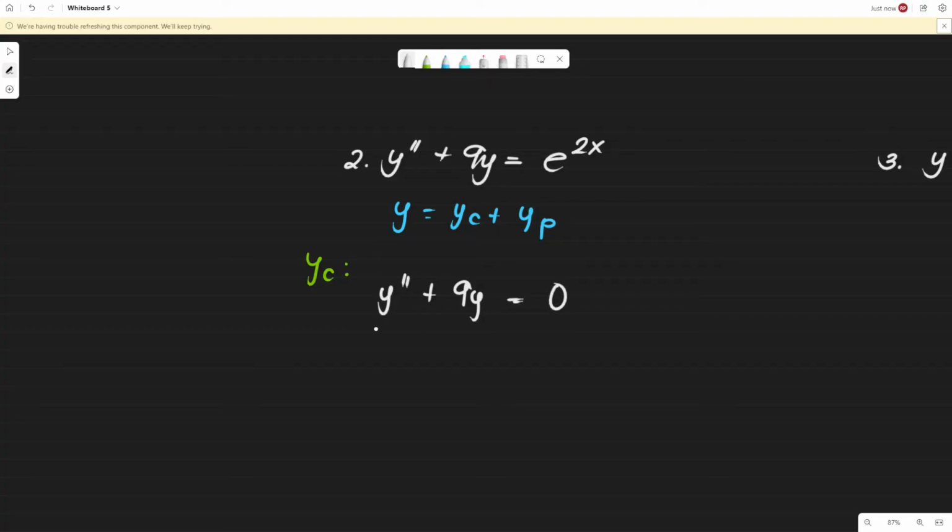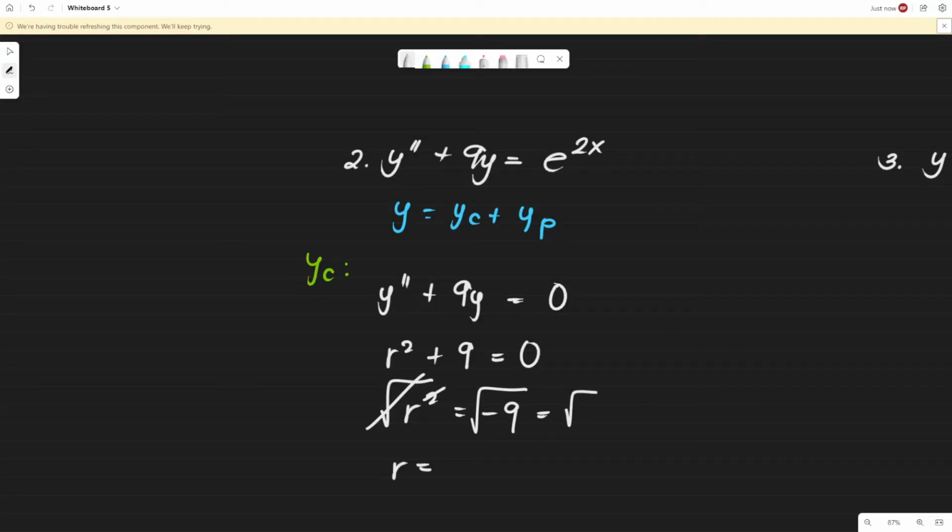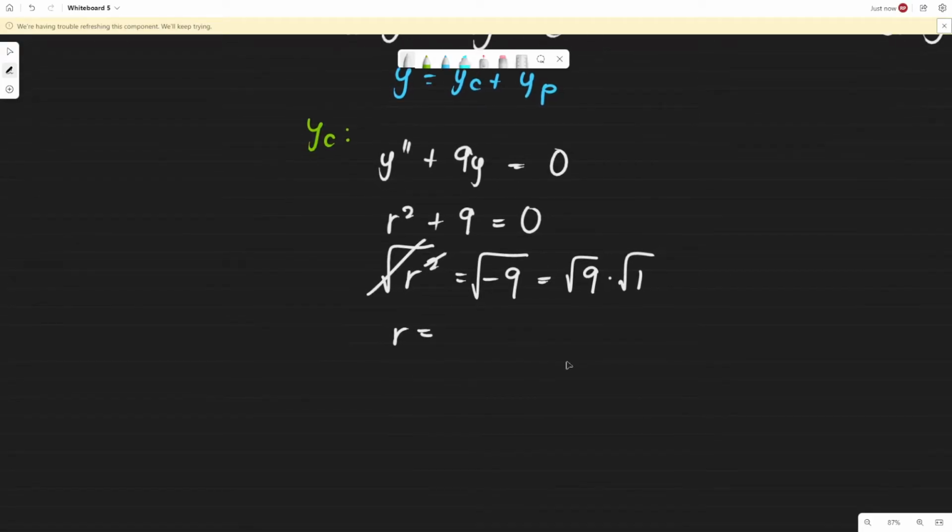So we have r squared plus 9 is equivalent to 0. We can transpose 9 to the other side, so we have r squared is equal to negative 9. Get the square root of both sides. So r is equivalent to the square root of negative 9, which is the square root of 9 times the square root of negative 1, which is equivalent to i. The square root of 9 is positive or negative 3, so we have r is equal to positive or negative 3i.